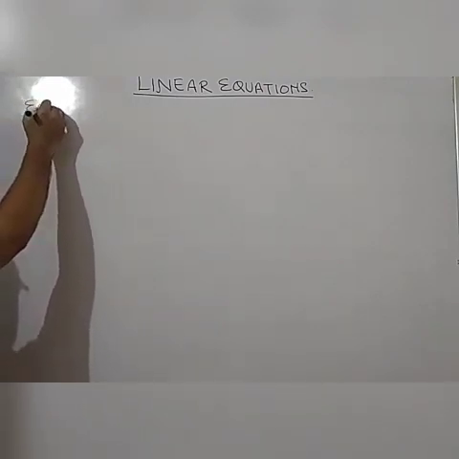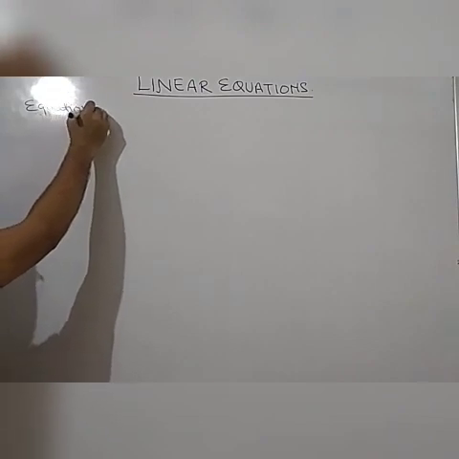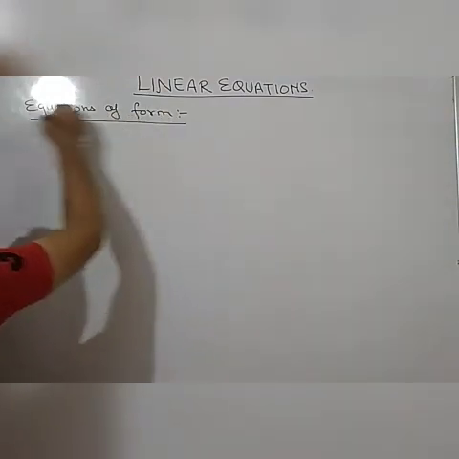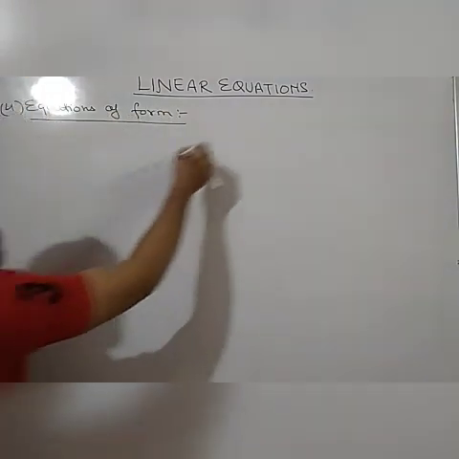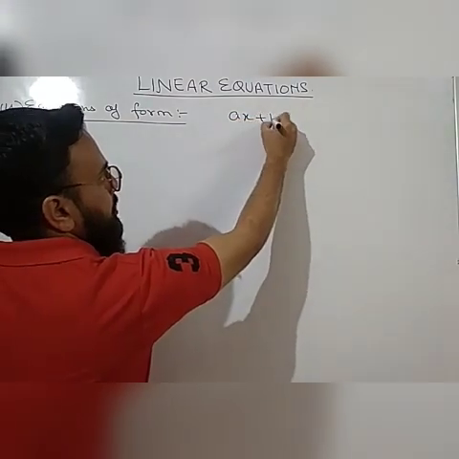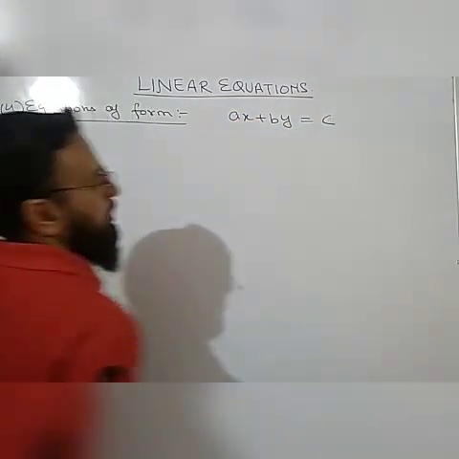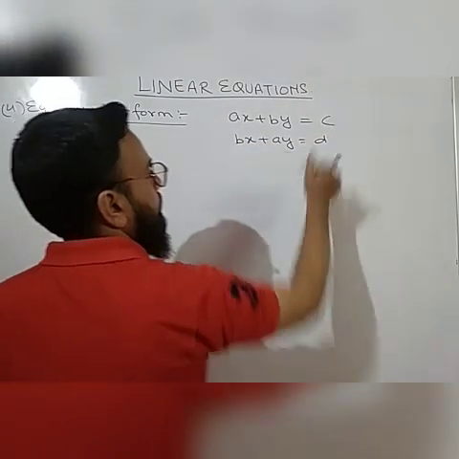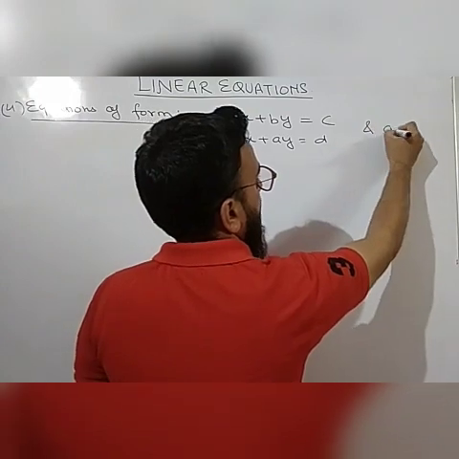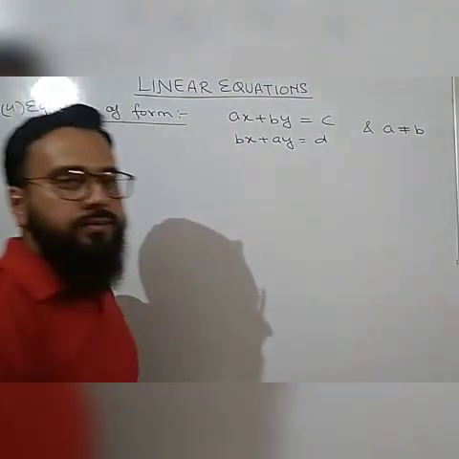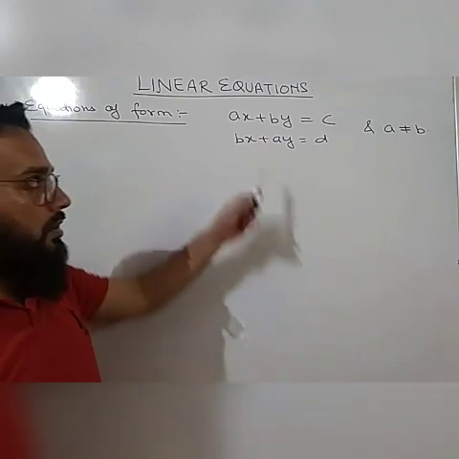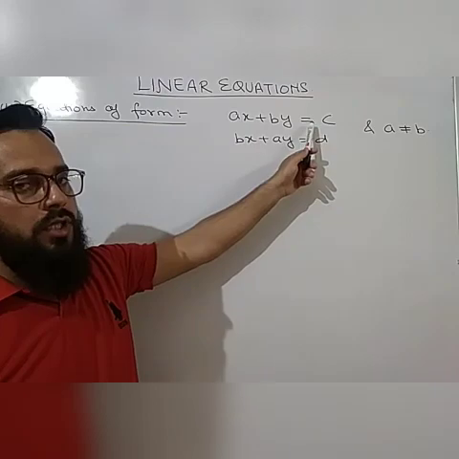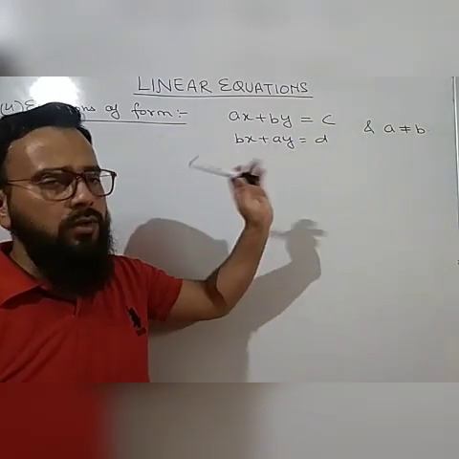Now if we are given equations of the form ax plus by is equal to c and bx plus ay is equal to d, and a should not be equal to b. We already know the general form of a linear equation: ax plus by is equal to c, or ax plus by plus c is equal to 0.